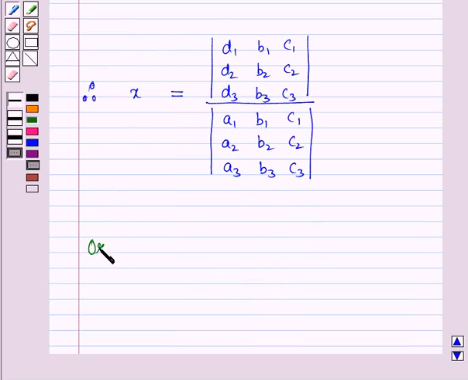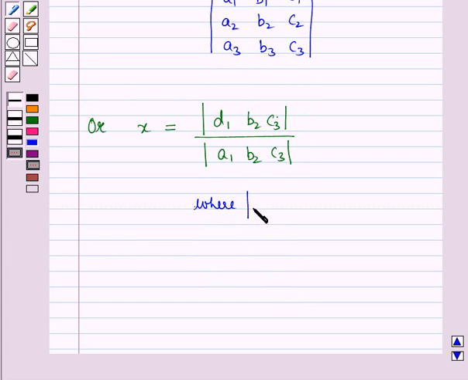Or, in short, we can write X is equal to the determinant with elements D1, B2, C3 over the determinant with elements A1, B2, C3. Here, the determinant with elements D1, B2, C3 is obtained from the determinant of the coefficients, A1, B2, C3, by replacing A1, A2, A3 by D1, D2, D3 respectively. And the determinant with elements A1, B2, C3 is not equal to 0.